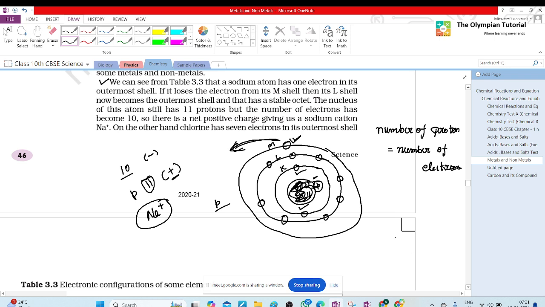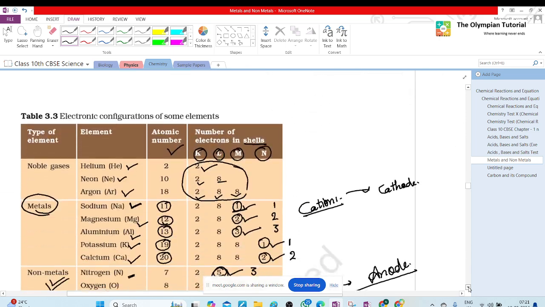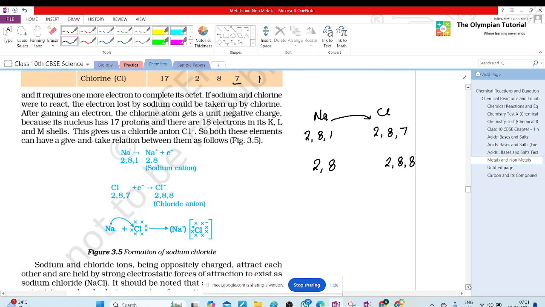We can see from table 3.3 that the sodium atom has one electron in its outermost shell. If it loses the electron from its M shell, then its L shell now becomes the outermost shell and has a stable octet. The nucleus of this atom still has 11 protons, but the number of electrons has become 10. So there is a net positive charge giving us a sodium cation, Na+. On the other hand, chlorine has 7 electrons in its outermost shell and it requires one more electron to complete its octet.